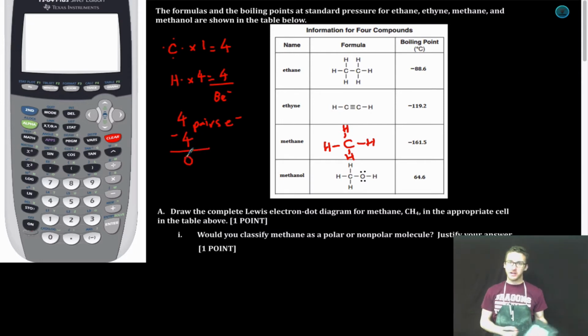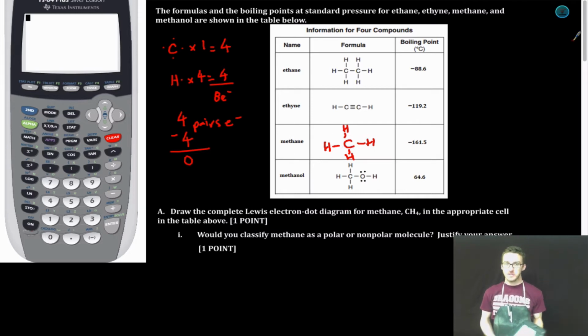Double check, make sure that each element that follows the octet rule does. Carbon's got 8 electrons around it now. Hydrogen, although they don't have an octet around them, recognize that hydrogen is one of those exceptions, and they only want 2 valence electrons. And that's what each of them has got.